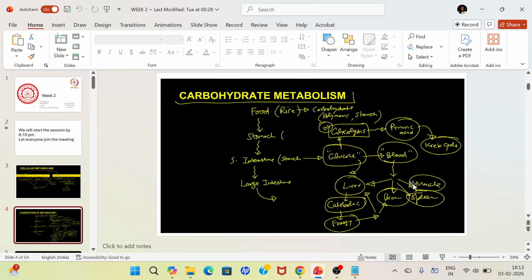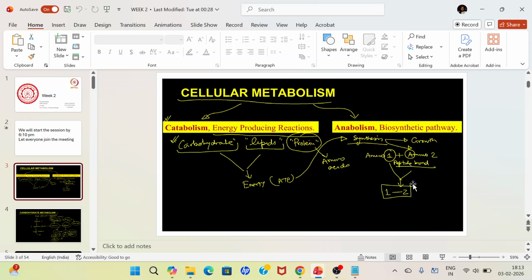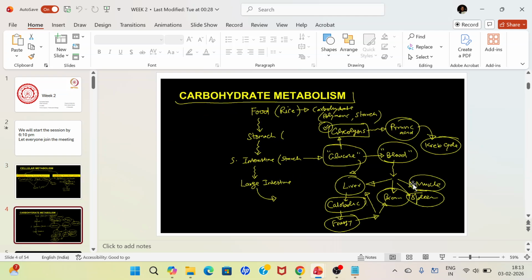Next, when we go to catabolism, there are different kinds of molecules which have been categorized as carbohydrates, lipids, or proteins. These must be degraded, or simplified into simpler molecules which can be further used, as I have already told you, to generate energy. So first of all, we'll see what is there in the metabolism of a carbohydrate.